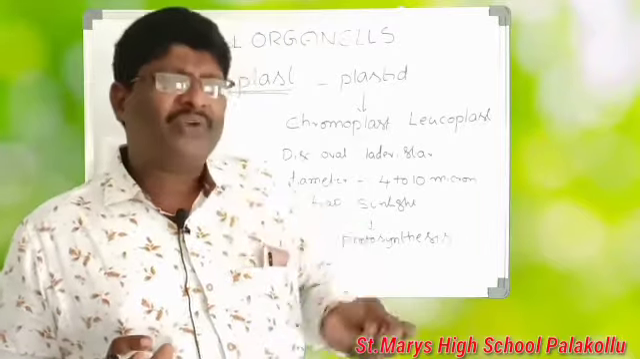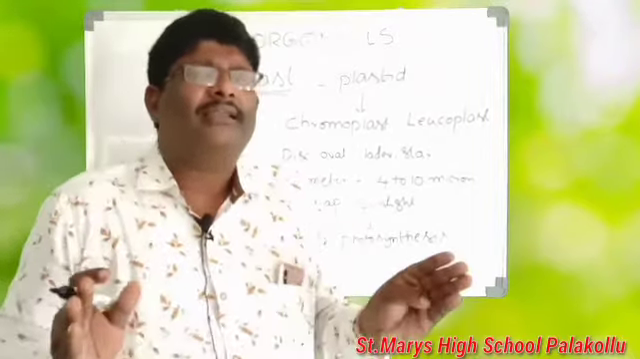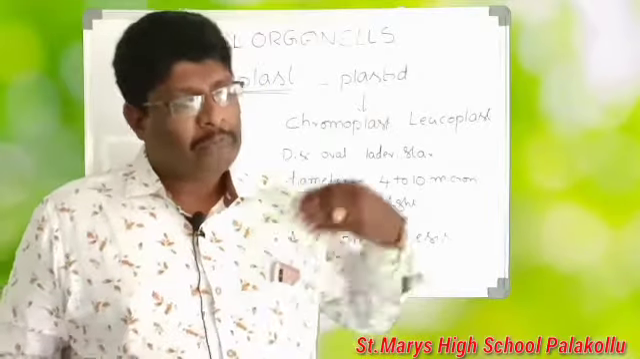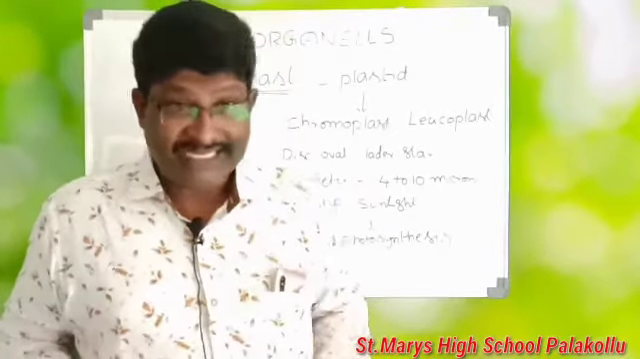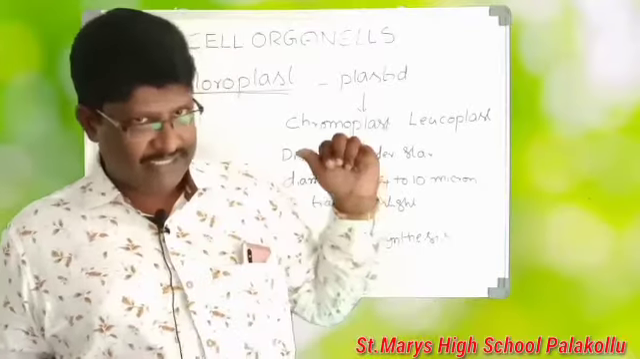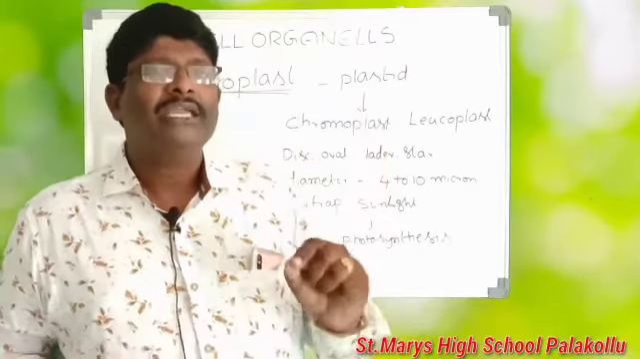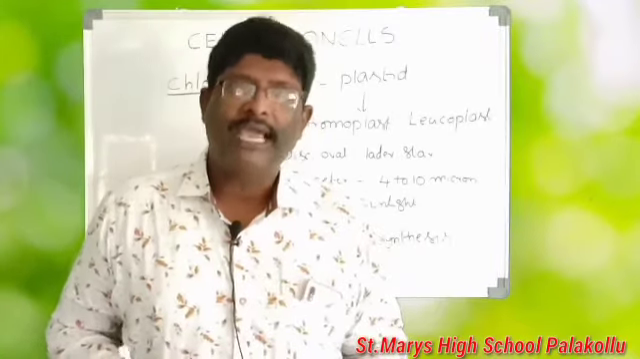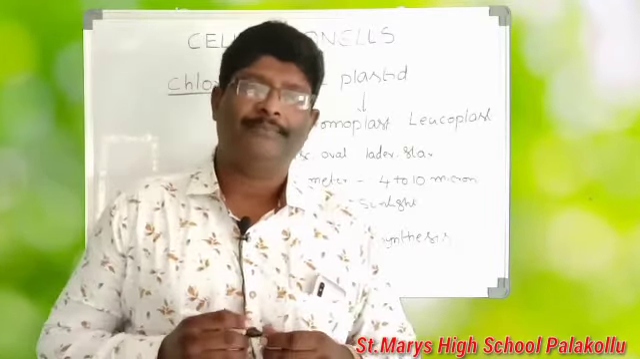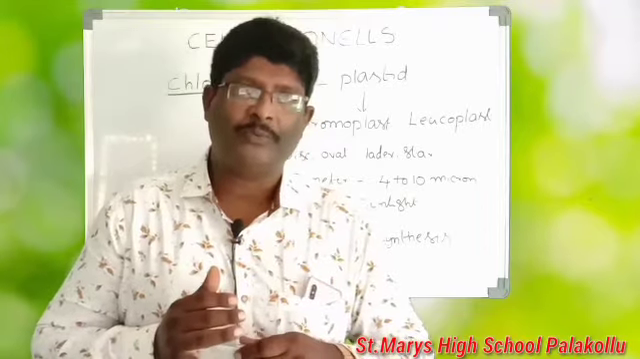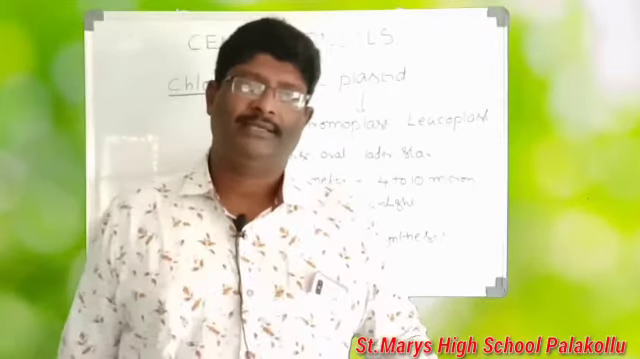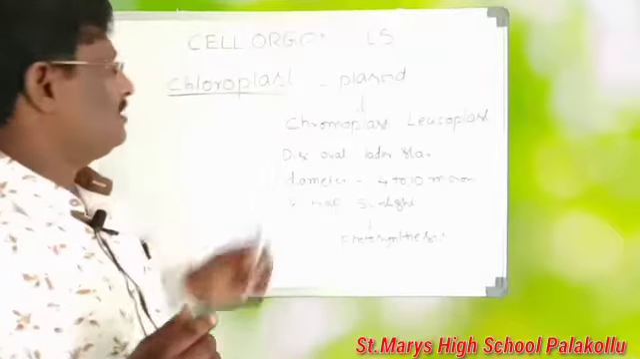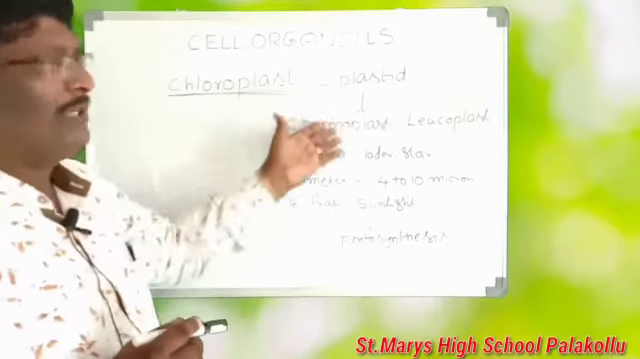Up to now what we discussed, all the organelles are present in both plant and animal cells, but these plastids, means this chloroplast, is only present in the plant cell, not in animal cell. Means in the animal cell the plastids are absent, chloroplast is absent. Okay, here if you observe, the plastids are of two types.